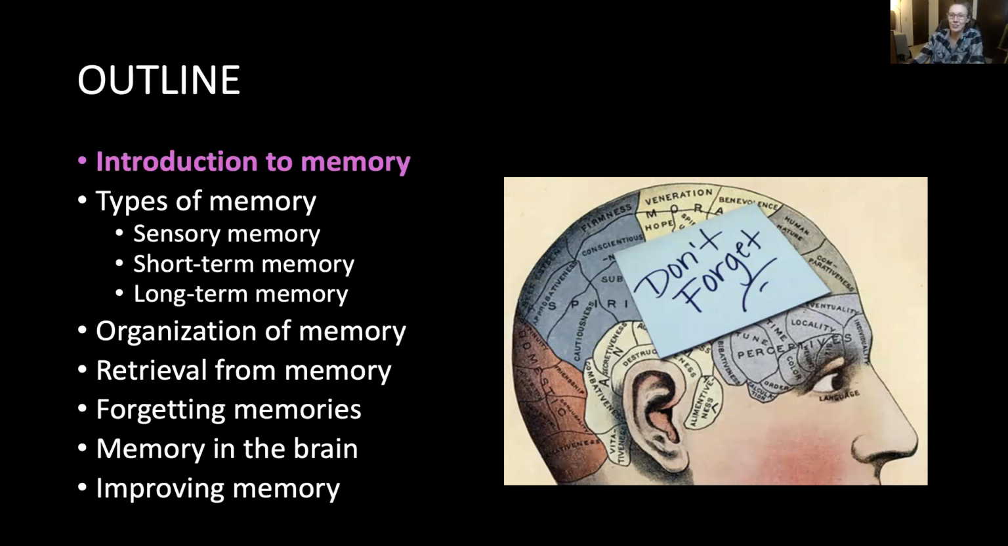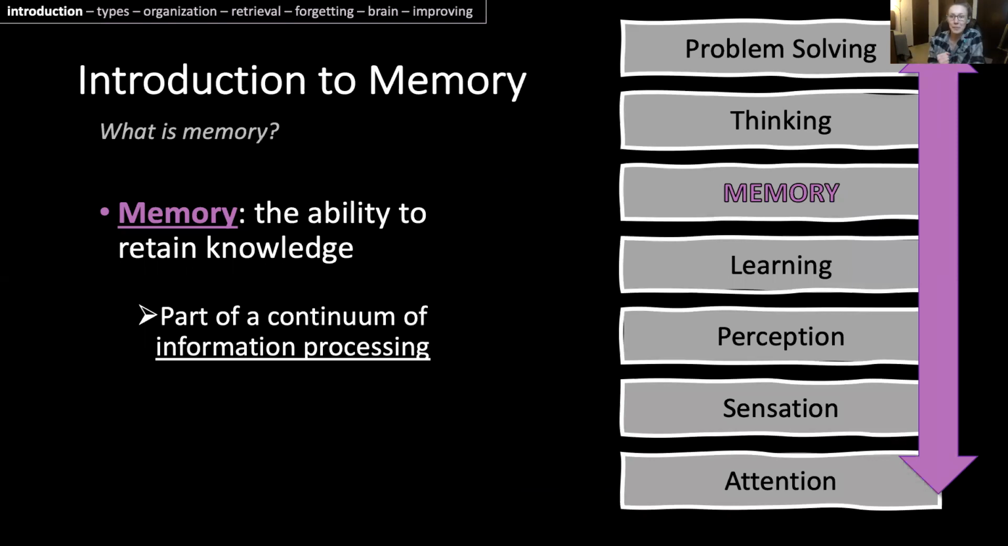Starting off with a basic introduction. So what is memory? Memory is the ability to retain knowledge. So memory exists as part of this continuum of information processing, going all the way from the bottom, just basic level attention, to when you start to sense things, you perceive it, you learn what it is, you remember what it is, you think about it, and you can solve problems with it. Now, if you remember from the sensation and perception lecture, this could also be a top-down process. So this arrow goes both ways. So there are many components to this kind of information processing, and memory is one of them.